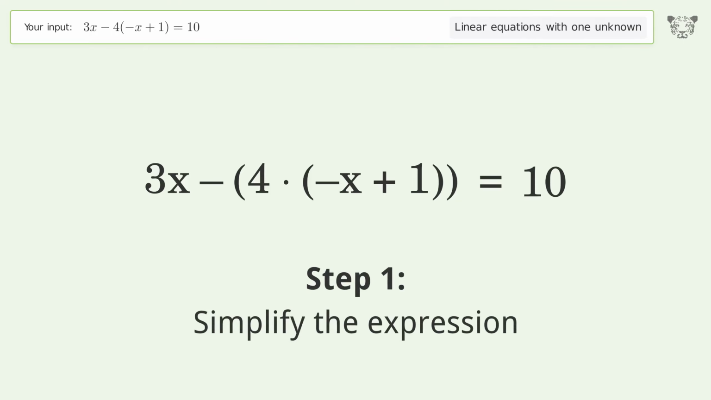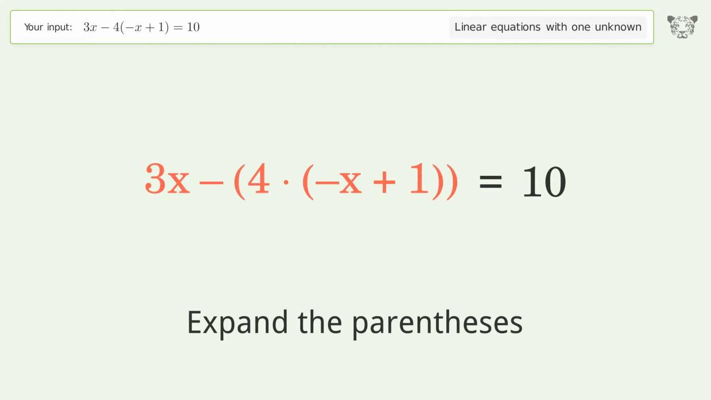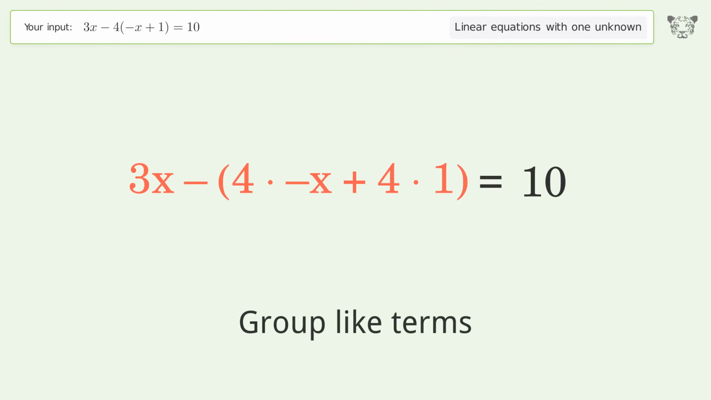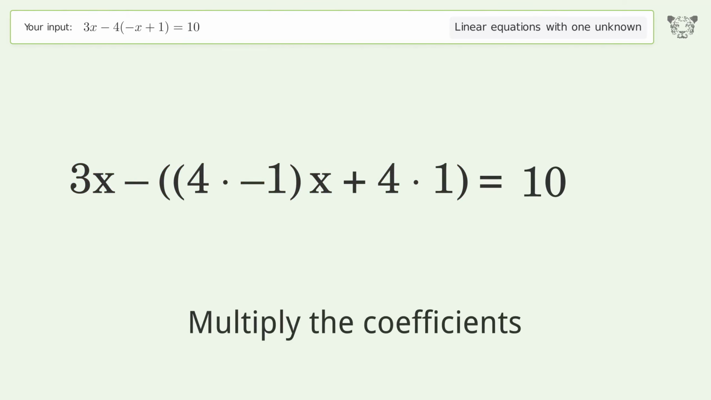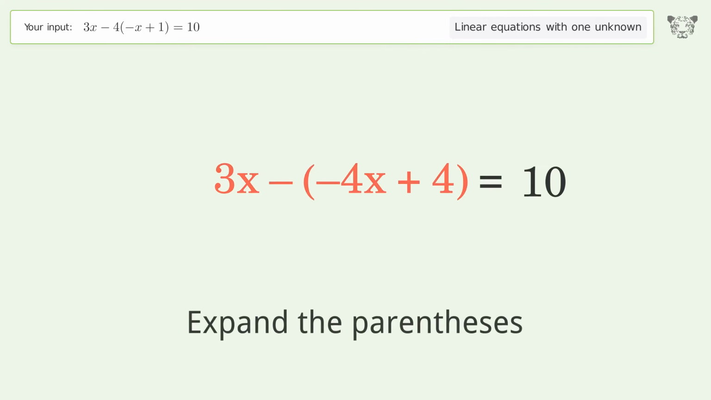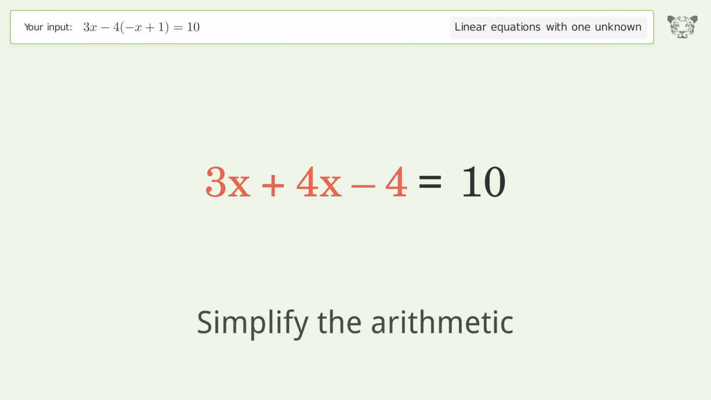Simplify the expression. Expand the parentheses. Group like terms. Multiply the coefficients. Simplify the arithmetic. Expand the parentheses. Simplify the arithmetic.